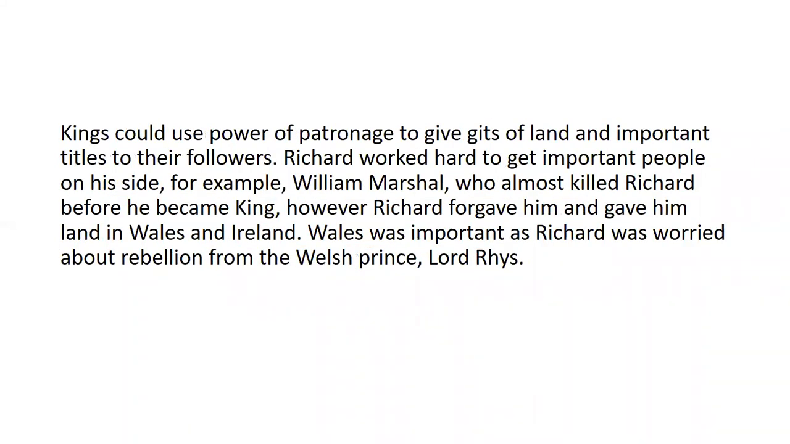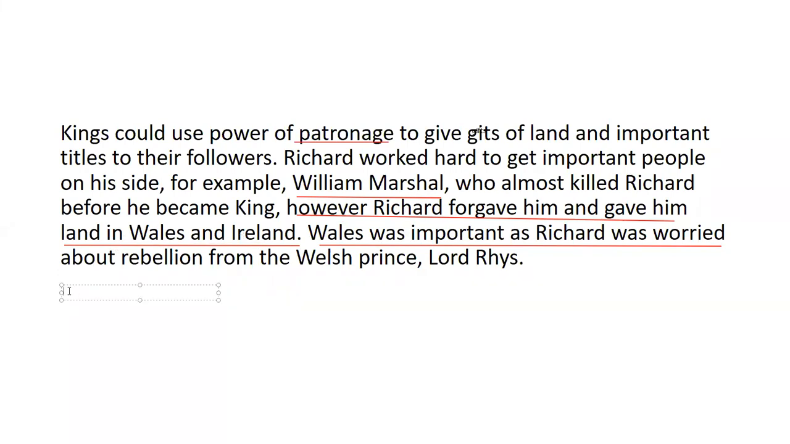Thirdly, there's a key word coming up here that's quite important that we need to know. The kings could use power of patronage to give gifts. Make sure we spell that right. Gifts of land and important titles to their followers. Richard worked hard to get important people on his side. For example, William Marshall, who almost killed Richard before he became the king. However, Richard forgave him and gave him land in Wales and Ireland. Wales was important as Richard was worried about rebellion from the Welsh prince, Lord Rhys.